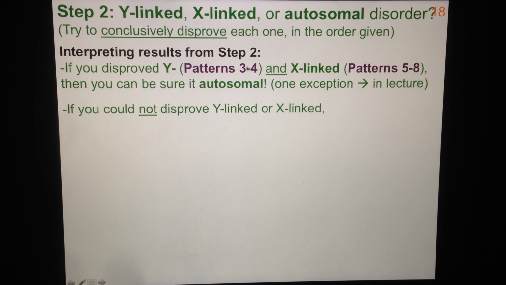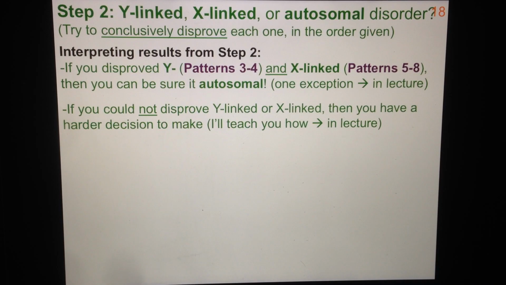Now, let's say that you weren't able to disprove Y-linked or X-linked, that one of these you just couldn't find the pattern, so you don't know anything for sure, right? In that case, you have a more difficult decision to make, but I'll walk you through that in lecture as well. But this first situation will happen enough that you'll be able to use what you've learned already to solve a lot of the problems.